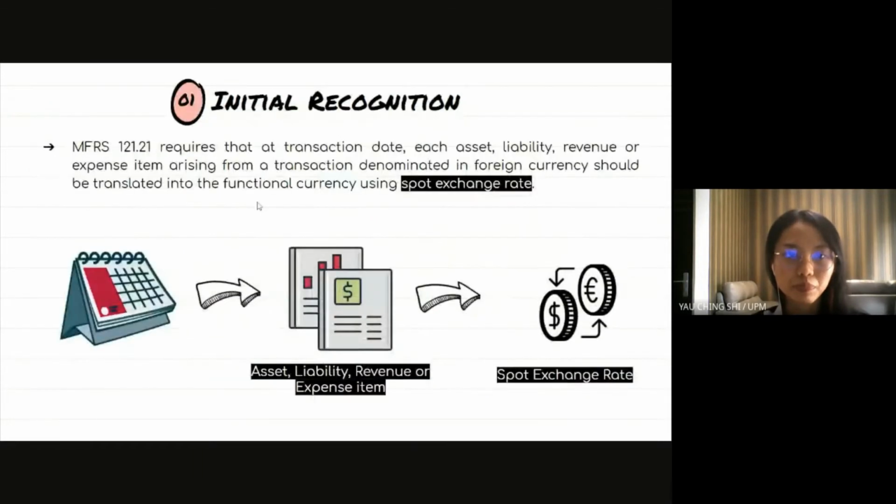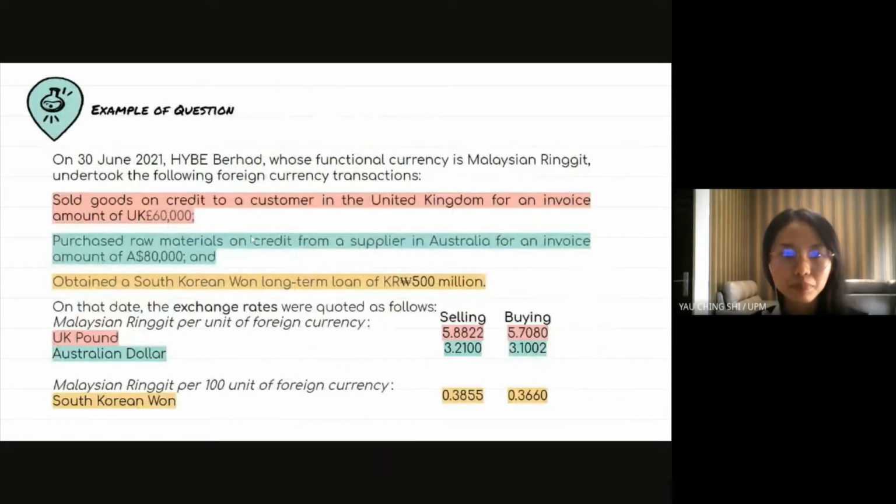For the initial recognition, MFRS 121.21 requires that on the transaction date, every asset, liability, revenue, or expense item that arises from the foreign currency transaction should be translated into the functional currency using the spot exchange rate. I believe everyone already knows the meaning of the terms that I mentioned just now. Let's move on to the example for a clearer understanding.